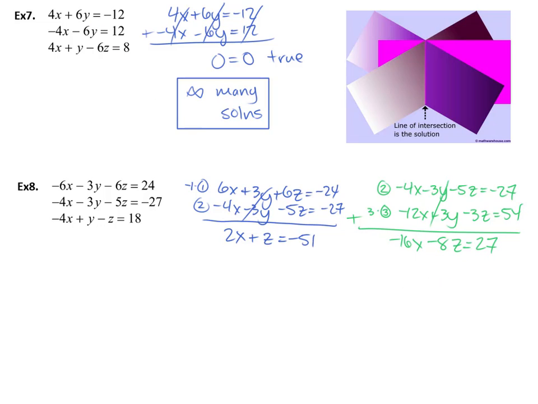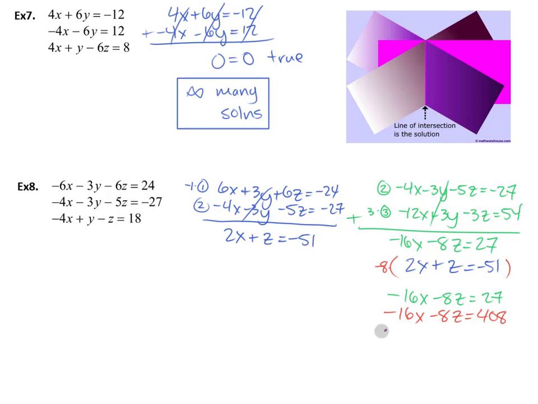I can bring the one over in blue a little closer just to examine it more closely. 2x plus z equals negative 51. So let's say I want to make my x's cancel out. Well, I can multiply the bottom equation by, say, negative 8. Right, so that would give me negative 16x minus 8z equals 408. Okay, the top equation, which is still in green, I'll just bring down: negative 16x minus 8z equals 27.